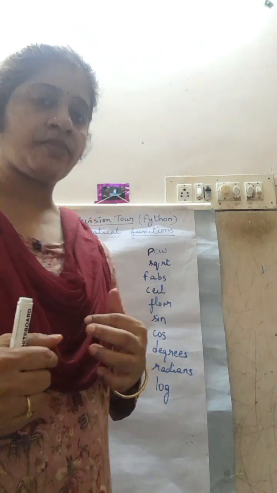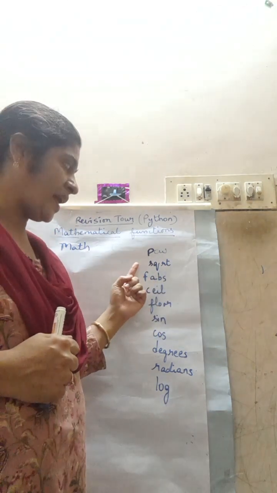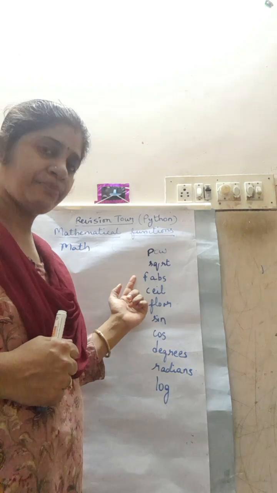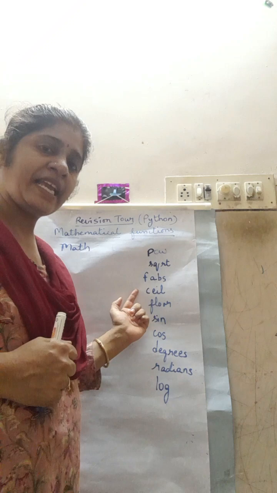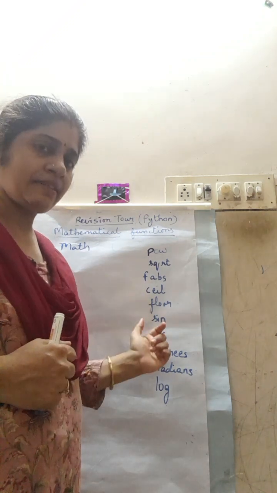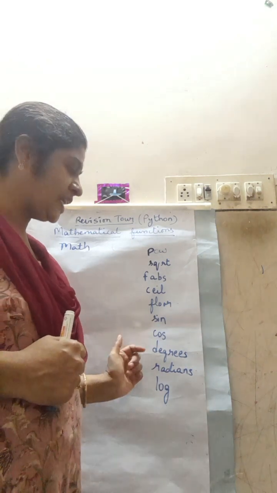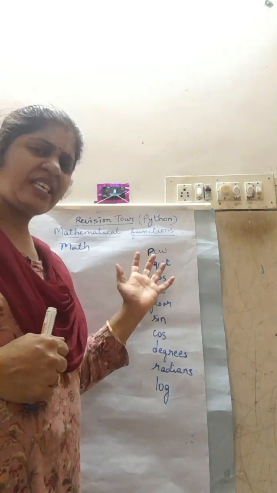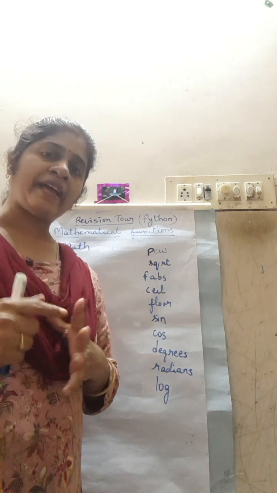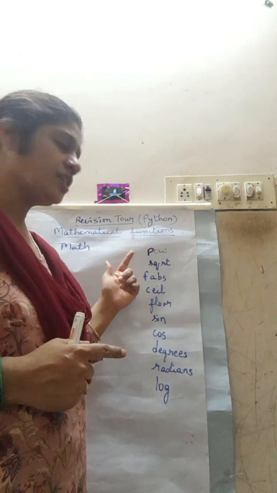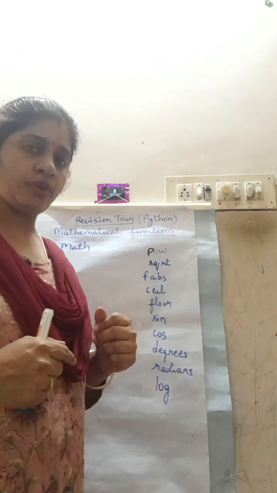Some of the functions which are defined in the math module are power, square root, fabs, which means absolute value, it will return you the absolute value, and then ceil. I'll be discussing them one by one. Then floor, then sine, cos, degrees, radians, and log. So these are some of the functions defined in the math module. But I will be discussing the power function, square root, fabs, ceil, and floor.